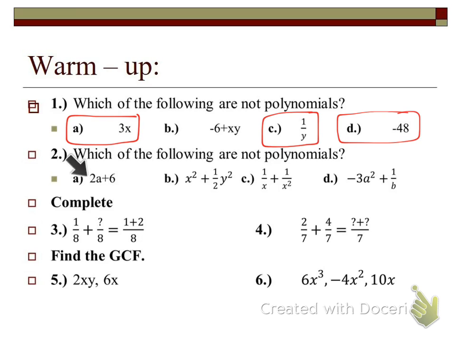Okay, so 2a and 6, 2 terms, can't be combined. X squared and a y squared can't be combined. These ones also can't be combined because the exponents are different. Different variables can't be combined. So I would say all are polynomials.